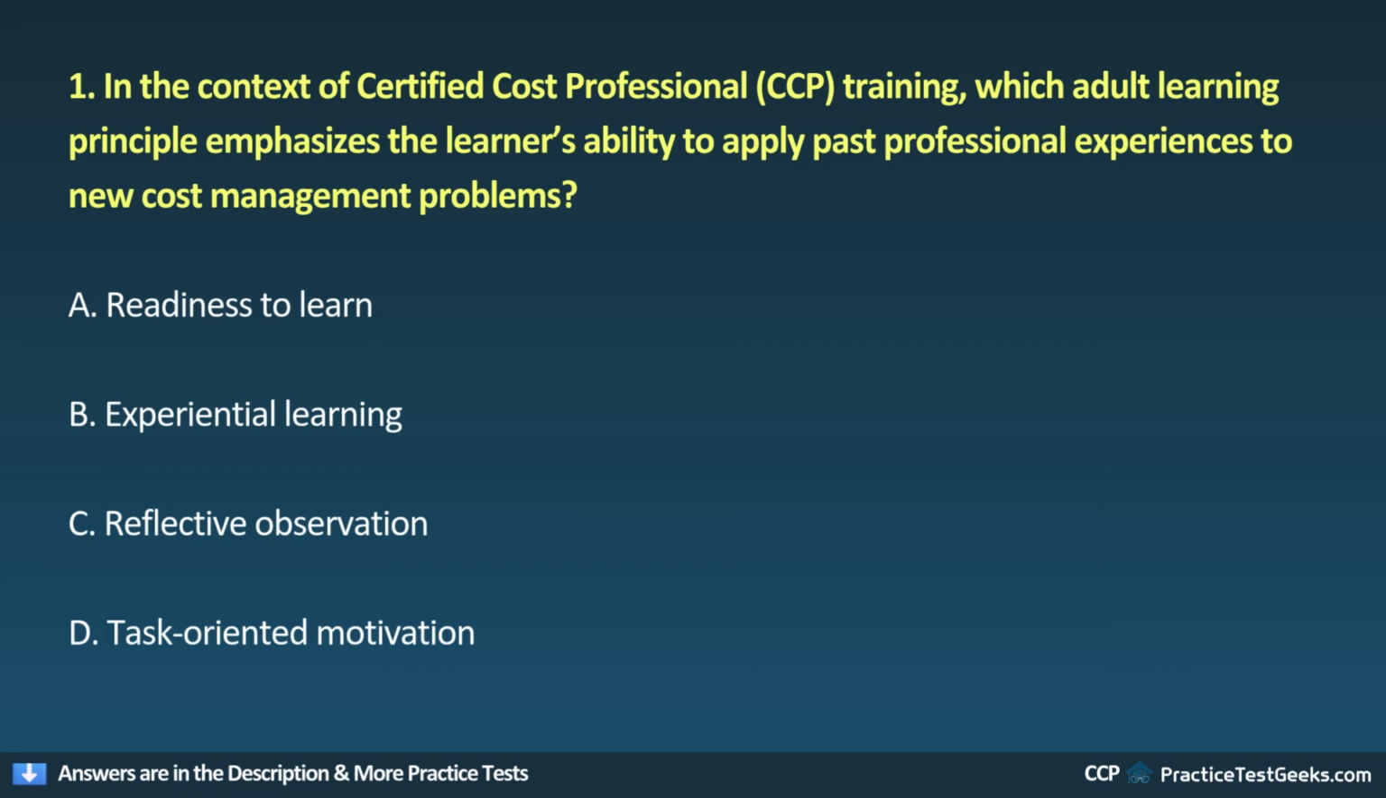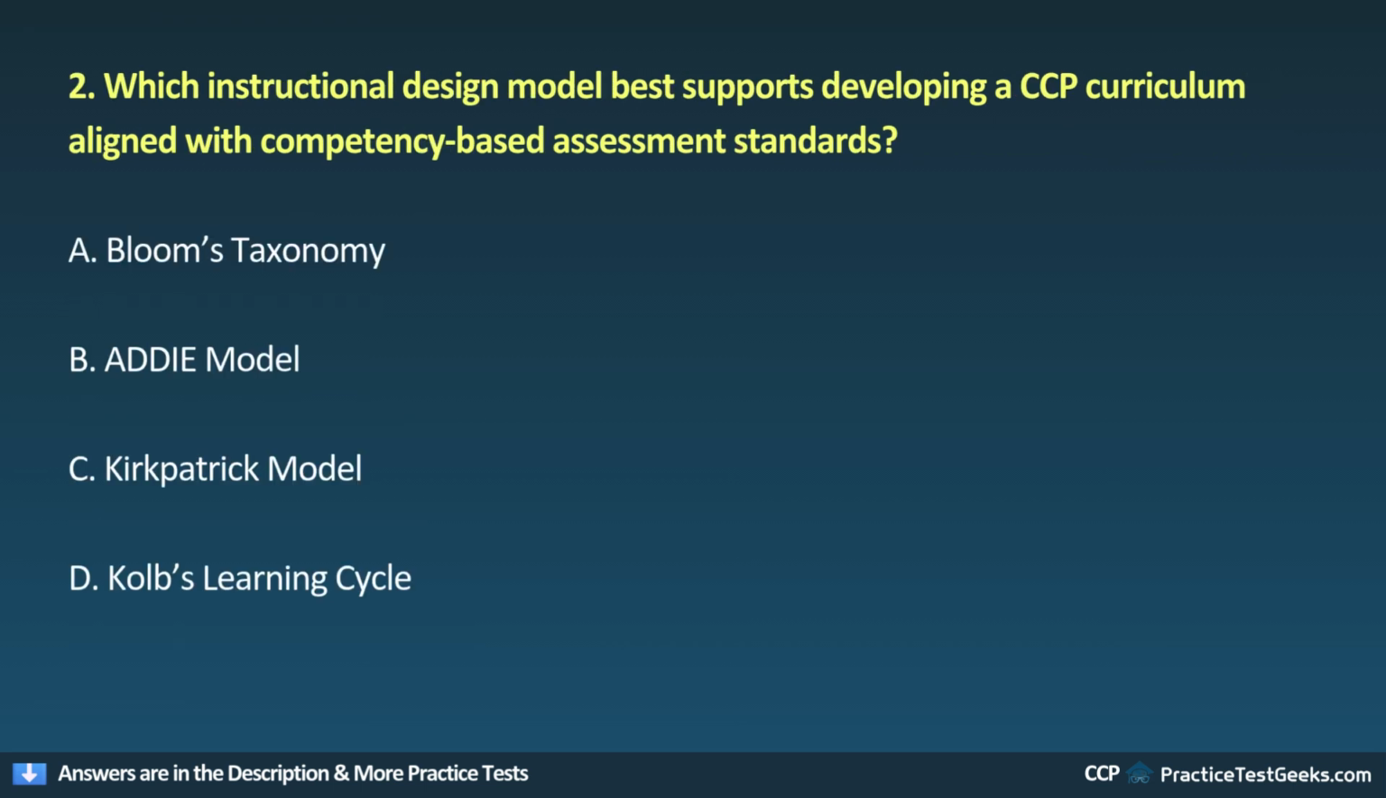1. In the context of Certified Cost Professional (CCP) training, which adult learning principle emphasizes the learner's ability to apply past professional experiences to new cost management problems? A. Readiness to learn. B. Experiential learning. C. Reflective observation. D. Task-oriented motivation.